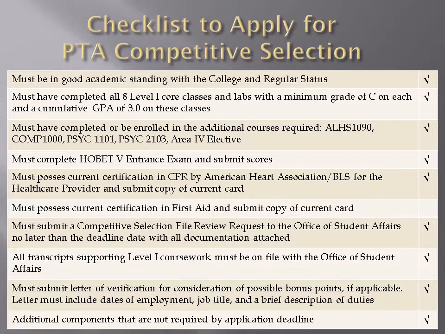Here is a checklist to apply for PTA competitive selection. Must be in good academic standing with the college and regular status. Must have completed all 8 Level 1 core classes and labs with a minimum grade of C on each, and a cumulative GPA of 3.0 on these classes. Must have completed or be enrolled in the additional courses required: ALHS 1090, Comp 1000, Psych 1101, Psych 2103, and an Area 4 elective. Must complete the HOBET 5 entrance exam and submit scores.